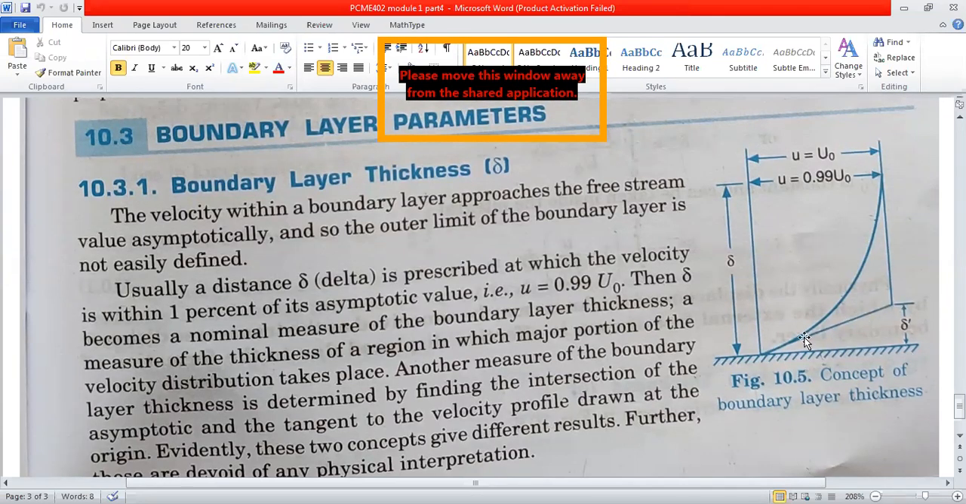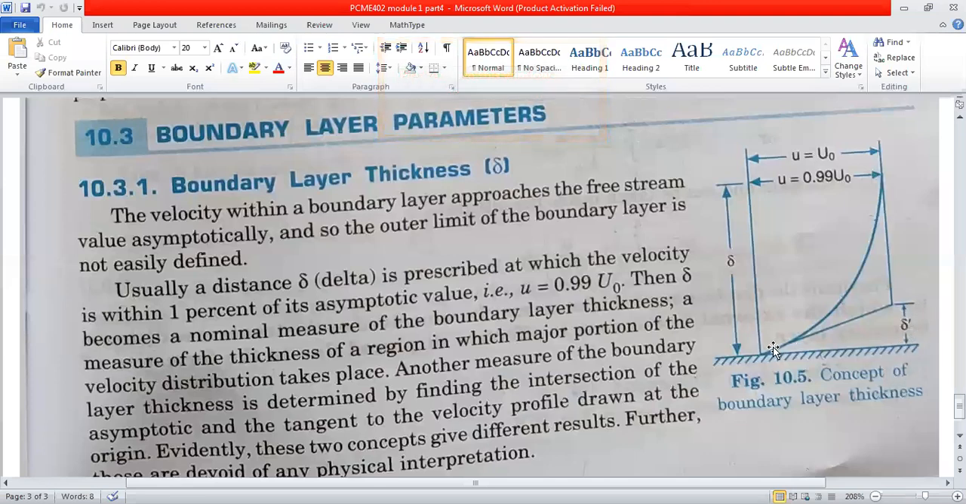Okay, and the inclination, when we get the tangent from the curve, that is called delta dashed. The change in inclination we can get from the tangent of the curve, that is the delta dashed. Yes. Okay.